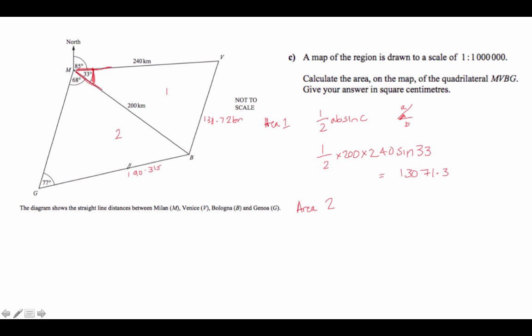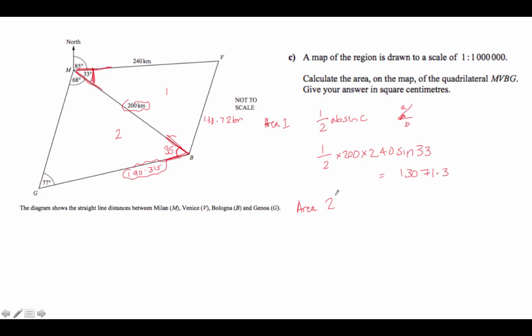Well, with this triangle, we've got this side and this side, which means if we're going to use the angle in between, we need to know this angle here. So firstly, we'd have to say, well, it's going to be 180 take away 77 take away 68. So this angle is going to be 35.